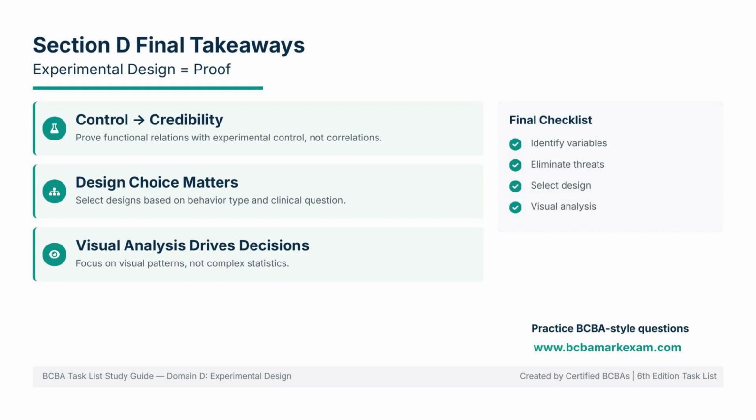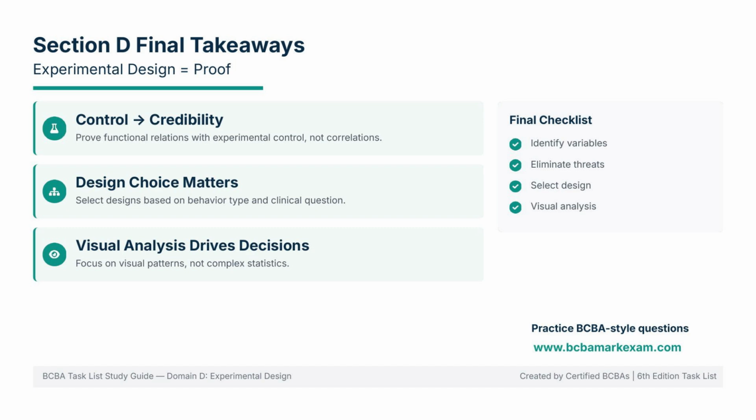Let's wrap up Section D with some final takeaways. First, experimental design equals proof. Your goal in experimental design is to prove a functional relation, not just show a correlation. Control equals credibility. The more control you have over the experiment, the stronger your claim that the intervention caused the behavior change. Second, design choice matters. Make sure you select the right design based on the behavior and the clinical question you're addressing. Don't just choose the strongest design. Think about what's ethical, feasible, and appropriate for the situation.